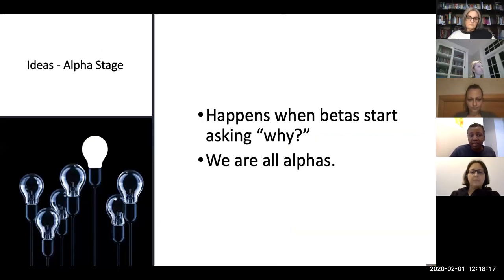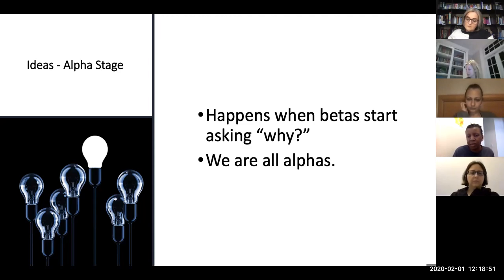And then the last stage is the ideas stage. This is where the why happens. This is where people start questioning beliefs. They start questioning feelings. They start asking questions about what should happen next. Why is this happening to me? What could happen? And believe it or not, we're all alphas. We're at that stage. We all have ideas. It's just that we're sometimes too lazy to think.